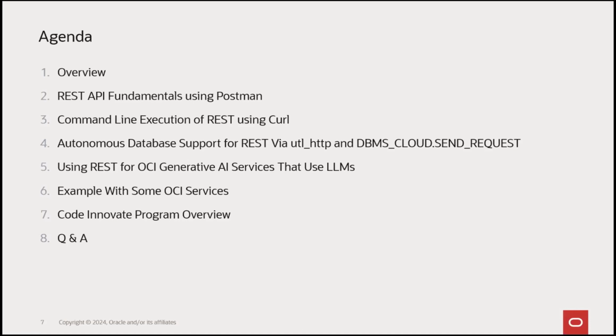And then he'll go into using REST for OCI Generative AI Services that use large language models. If you're going to be working with AI and large LLMs, you're probably going to be using REST APIs. So this is going to be handy information for when you plan to do that. And then I'll come back and show a couple of instances where we use it in our other services, things like OAC, Apex, and then show you a custom application built using REST APIs to transfer data using Golden Gate services. And then finally, I'll pass it back to Pete Madura. Pete's also on the Code Innovate team. He'll just talk a little bit more about the Code Innovate program.